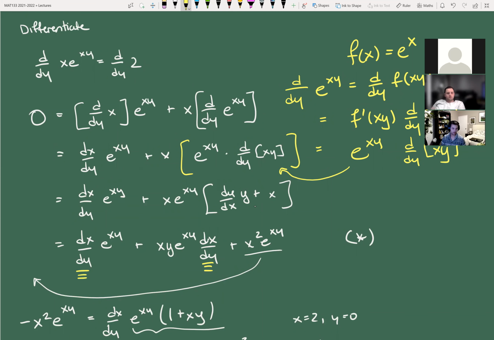Okay, Connie, does that make sense? Right, so if f of x is the function e to the x, it is its own derivative, right? F prime is e to the x. So does that clarify that bit?